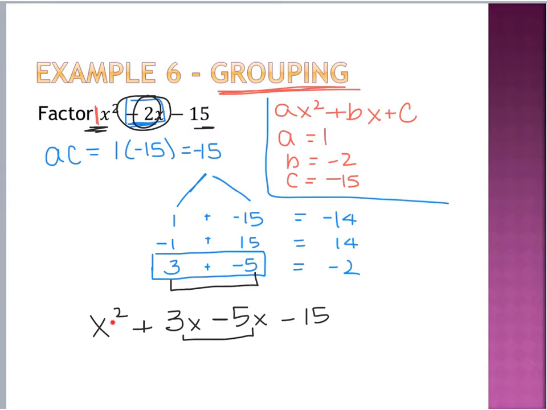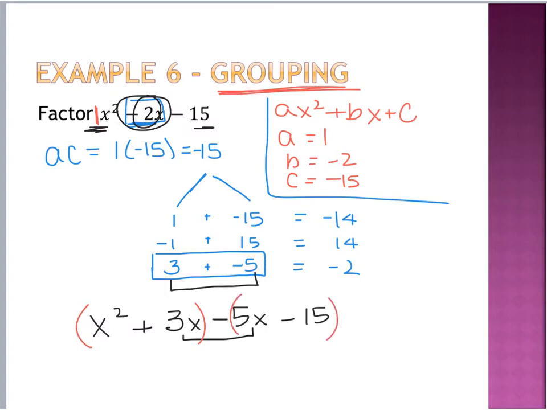So again, my first term and my last term come right from my original problem. And whatever factors I found of the product of a times c, in this case 3 times negative 5 gives me negative 15, which is what I got up here. Whichever ones add to give me that middle term, or the b value, I'm going to use in the middle of my polynomial. Now I'm going to create what we call two groups. I'm going to group the first two terms together, and I'm going to group the last two terms together.